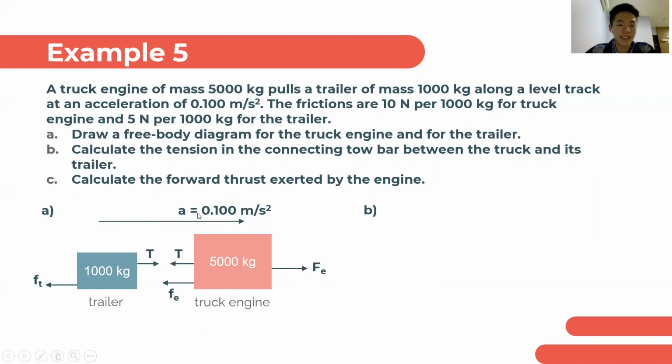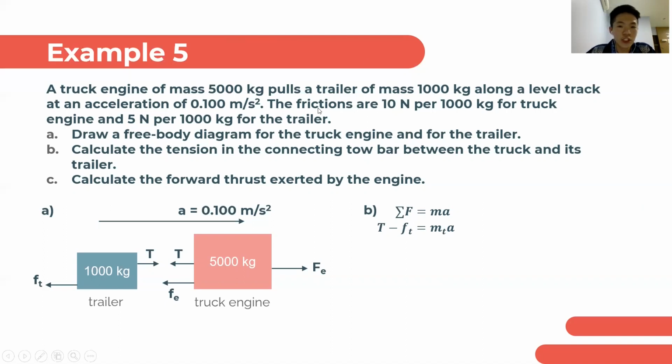Because there's an acceleration, we follow Newton's second law of motion. So sigma F equals m times a. In the trailer, the forces are tension to the right side, so T minus the friction. So T minus Ft equals the mass of the trailer times acceleration. Before we substitute the mass and the acceleration, we need to find the friction of the trailer first.